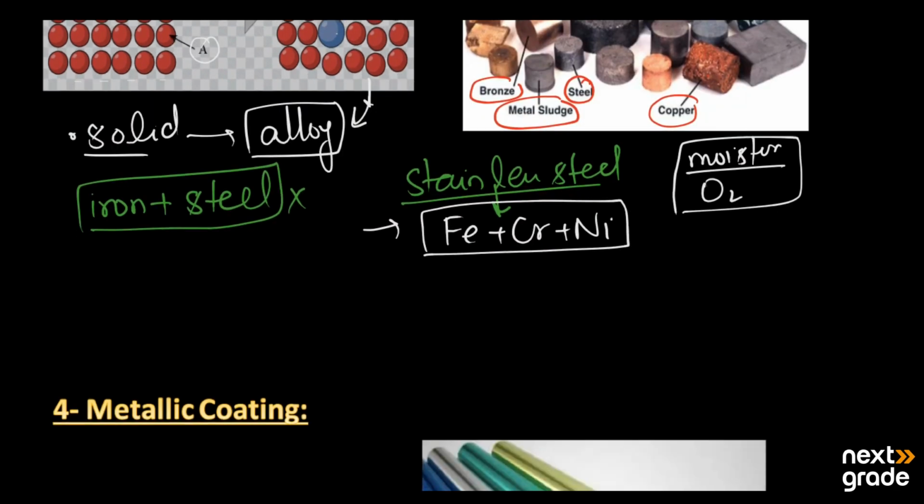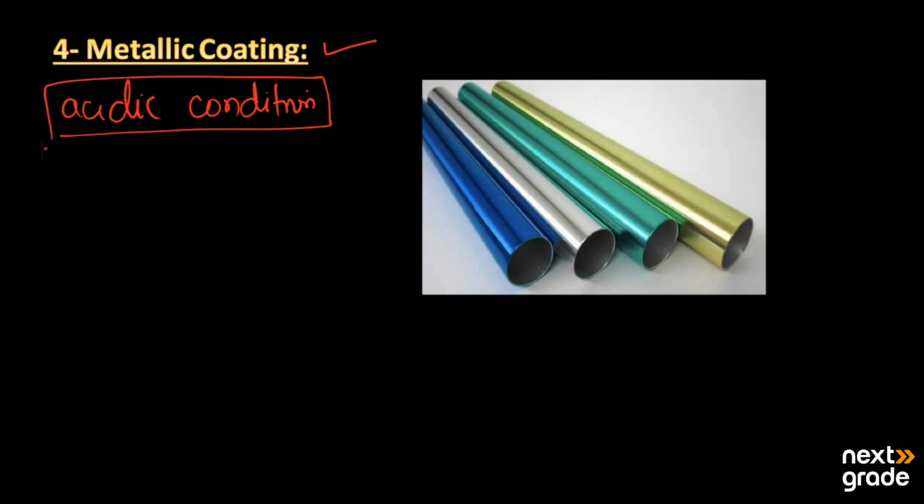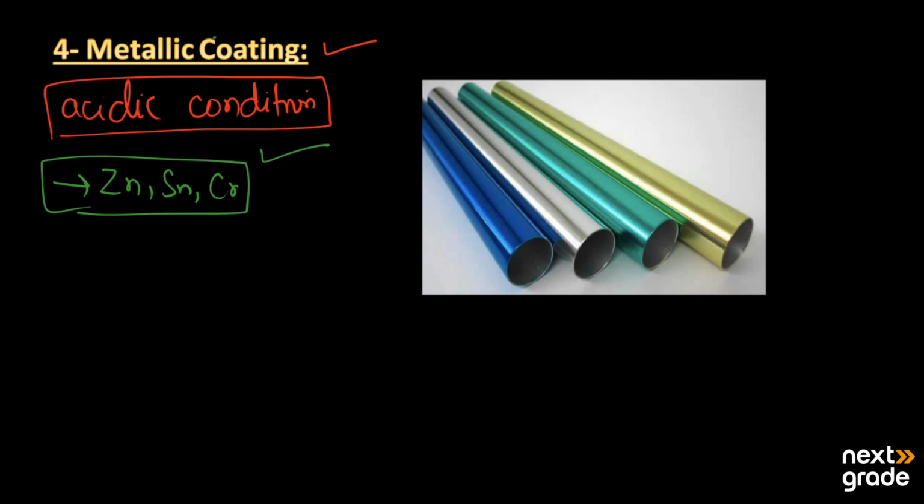At the end, we have the fourth method, which is known as metallic coating. Now, metallic coating is the best method for protection against the corrosion of metals that are exposed to acidic conditions. If some metals have contact with acids, how do we prevent them? The best way is metallic coating. Basically, there are specific metals that are resistant to corrosion. These are zinc, tin, and chromium. So we need to cover the metal surface with that type of metals. This is known as metallic coating.